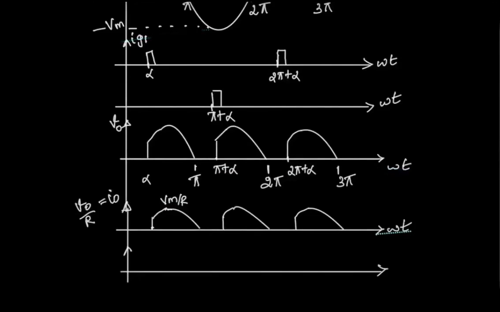Now we are going to draw the input current, that is, the source current Is. The source current Is will be equal to plus I naught whenever T1 and T1 dash are in the on condition, and it is equal to minus I naught when T2 and T2 dash are in the on condition. So this is the input, that is, the source current waveform.